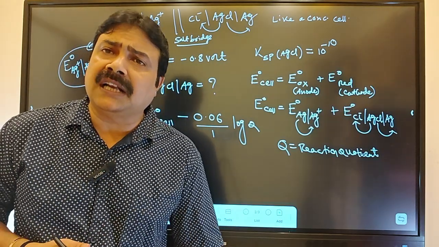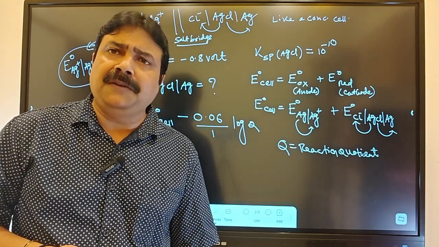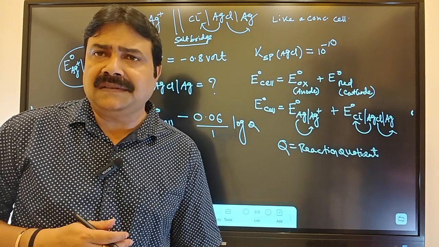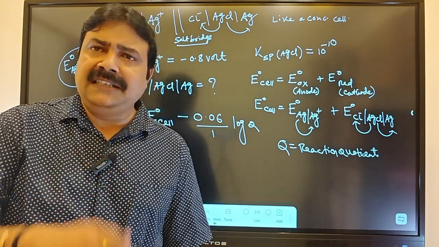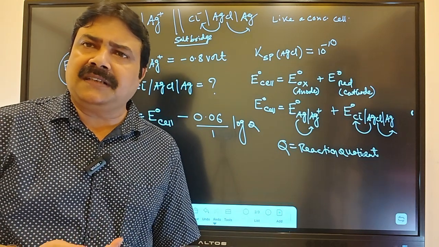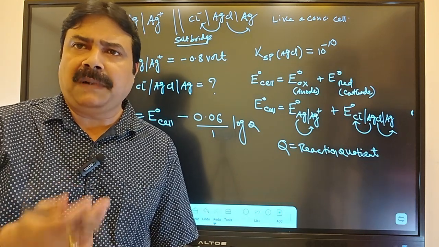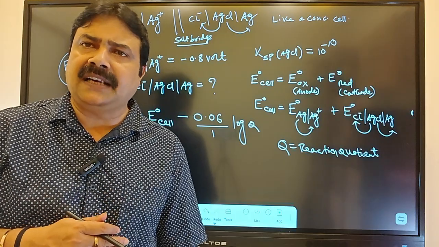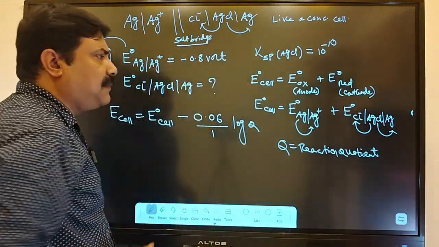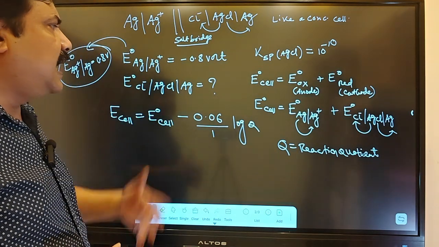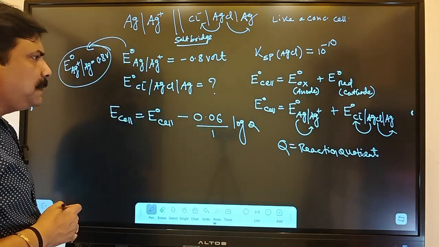It is the active mass or molar concentrations of the products raised to the power of their stoichiometric coefficients, divided by the active mass or molar concentrations of the reactants raised to the power of their stoichiometric coefficients. In terms of gases, it is the partial pressures of the product gases raised to the power of their stoichiometric coefficients, divided by the partial pressures of the reactant gases raised to the power of their stoichiometric coefficients. But here it is in terms of concentration, so we will write that. Now this is the situation coming into the picture.